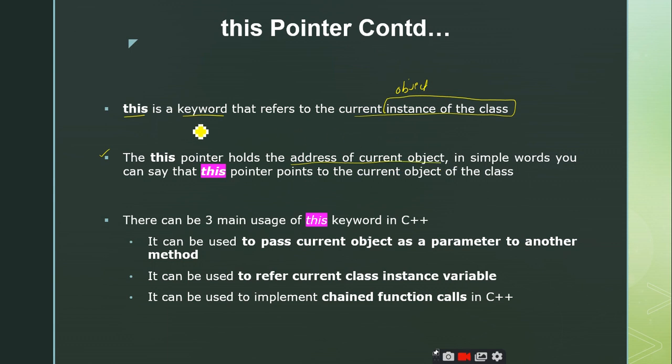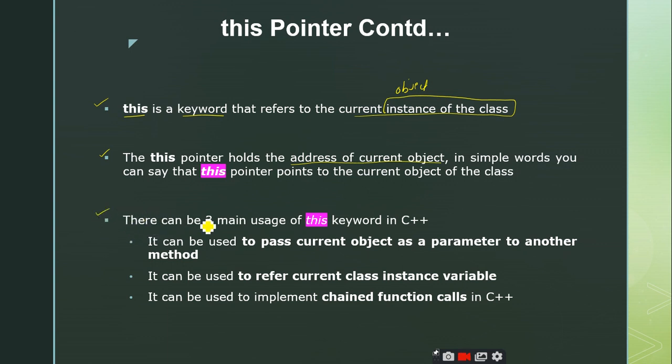I am saying that this is a keyword which refers to the current object, and I am saying that this is a pointer. So we can combine those two statements saying that this pointer holds the address of the current object, right? In simple words, we can say that this pointer points to the current object of the class. Is it clear up to this point? Yes, sir.